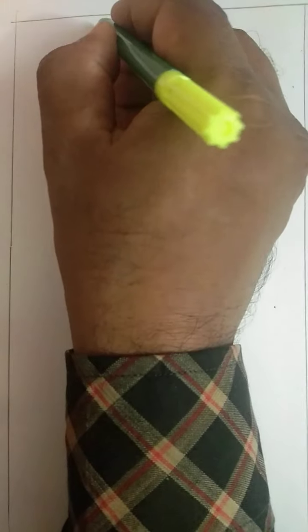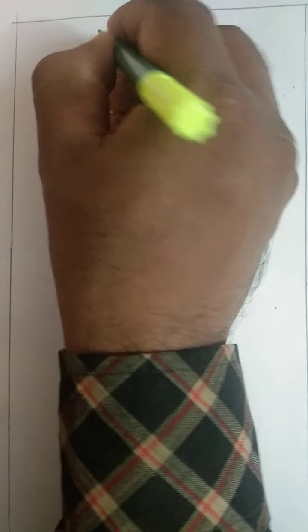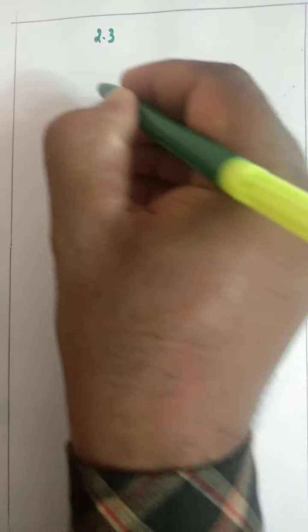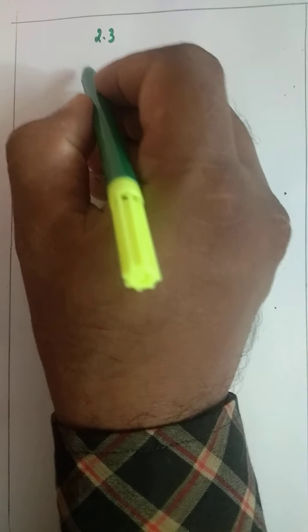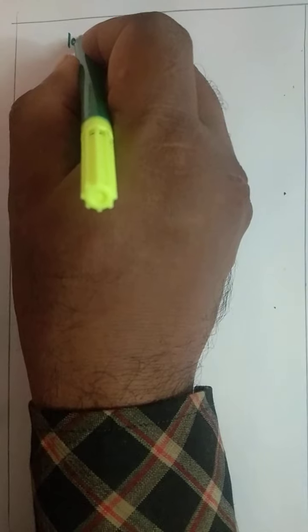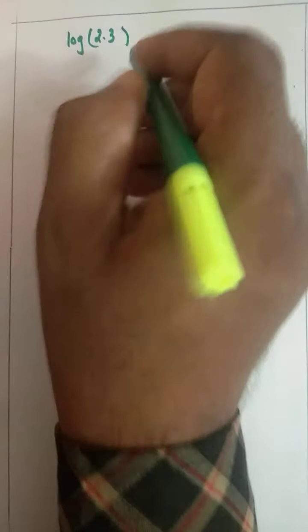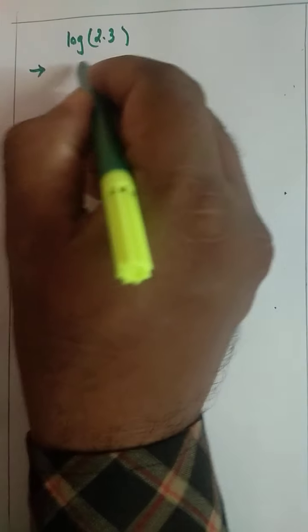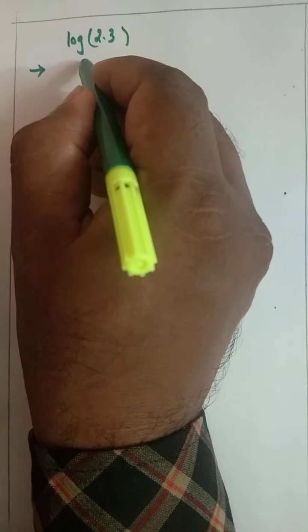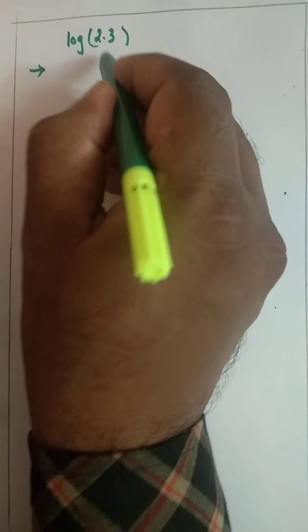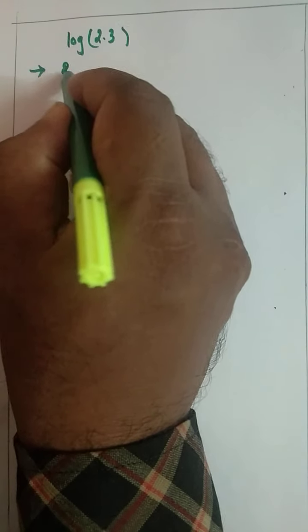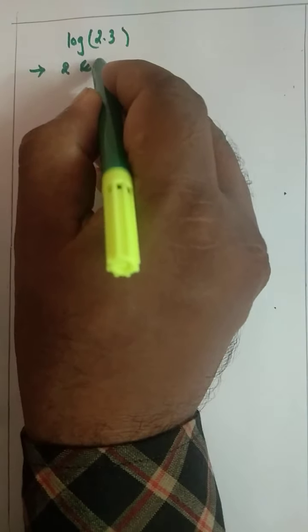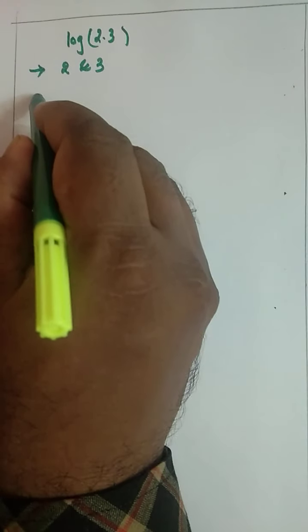Let's see an example of 2.3. If you want to calculate the logarithm of 2.3, what do I need to do? The first step is to find out in between what two numbers it will vary. 2.3 means it is ranging between 2 and 3. So that is the first step.